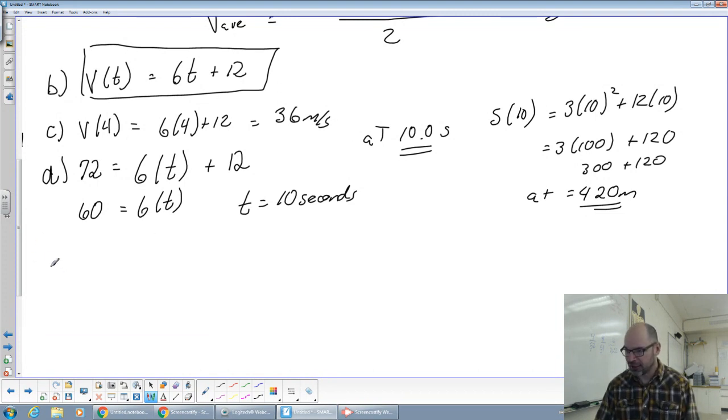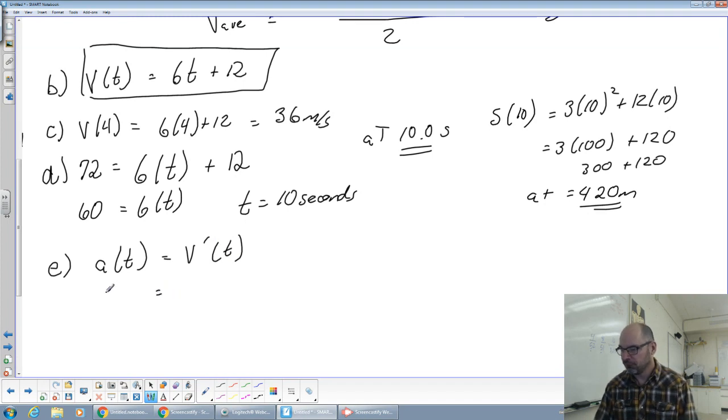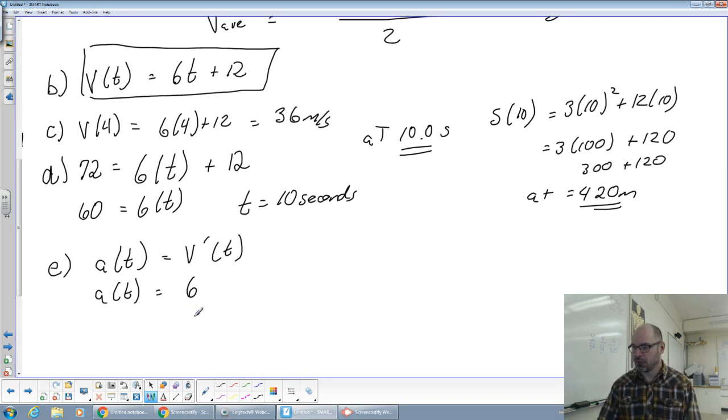Okay, and the acceleration at any time. Acceleration at any time is the derivative of velocity. So we take velocity, which was this equation right here, and take the derivative of it. The derivative of that is 6. Okay, and the expression for acceleration is meters per second squared.